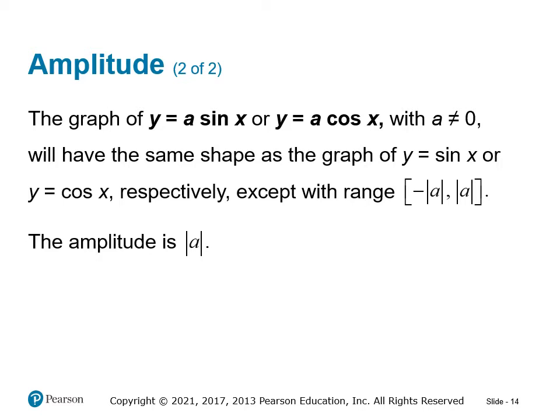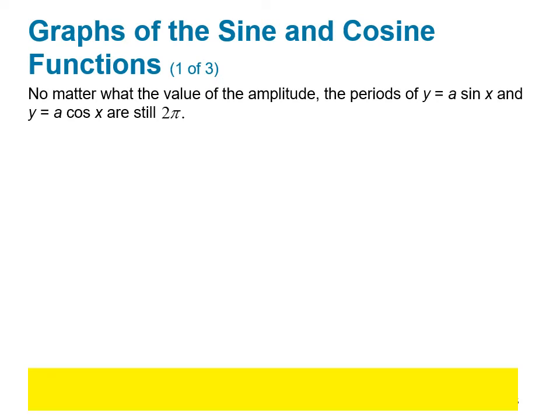And so all this is saying is if we put a multiplier in front of sine x, this changes our amplitude from 1 to whatever that multiplier is, okay? The amplitude is going to be whatever that multiplier is, although the graph will go above and below the horizontal line by that value. So no matter what the value of the amplitude, the periods of y equals a sine x and y equals a cosine x are still going to be 2 pi.